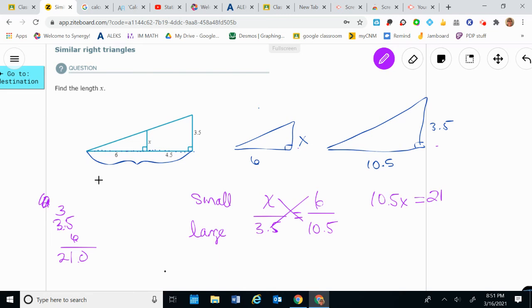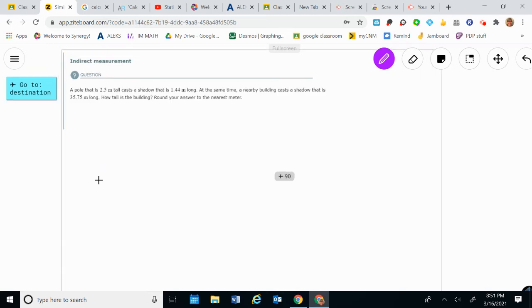And this is 10.5. So we're going to divide both sides by 10.5. And look, 10.5 plus 10.5 is 21, you guys. So it's 2. You could do it in a calculator, but that's how you would do it. So now we got x is equal to 2. Again, you're just setting up proportions and solving them. Okay? Try the next one.